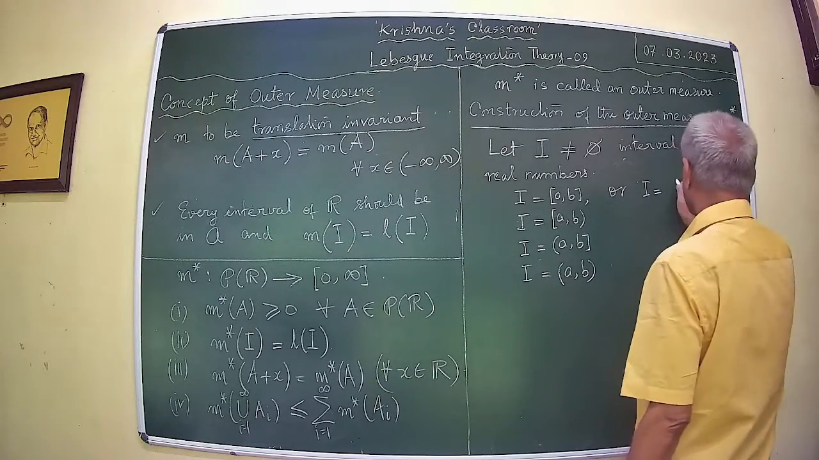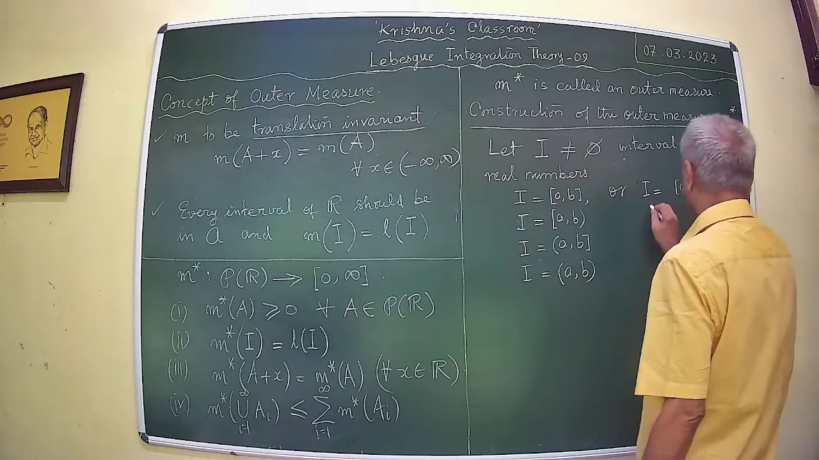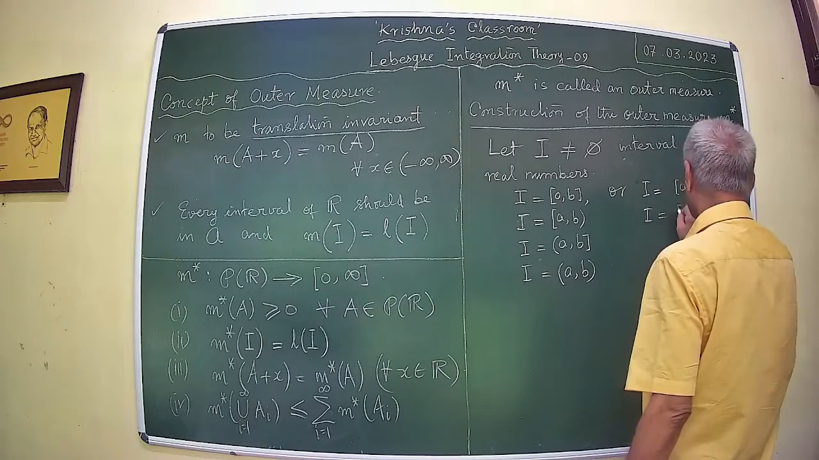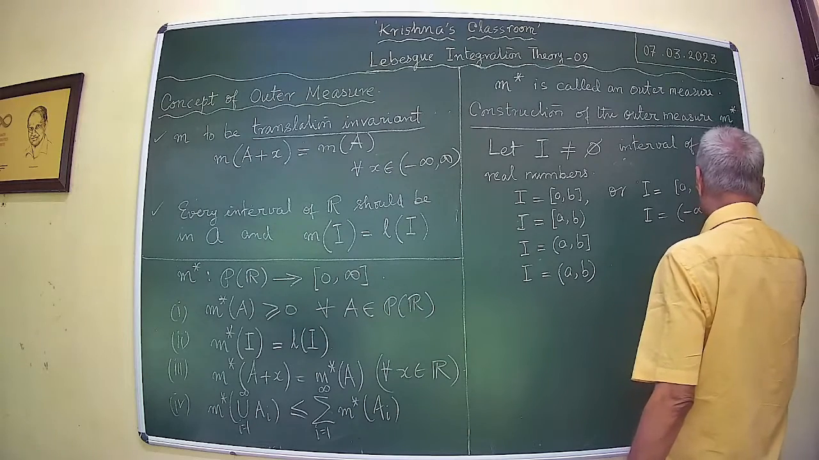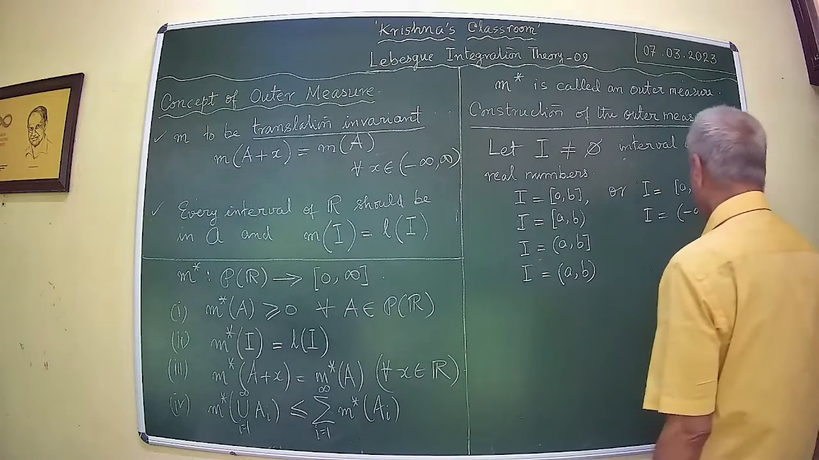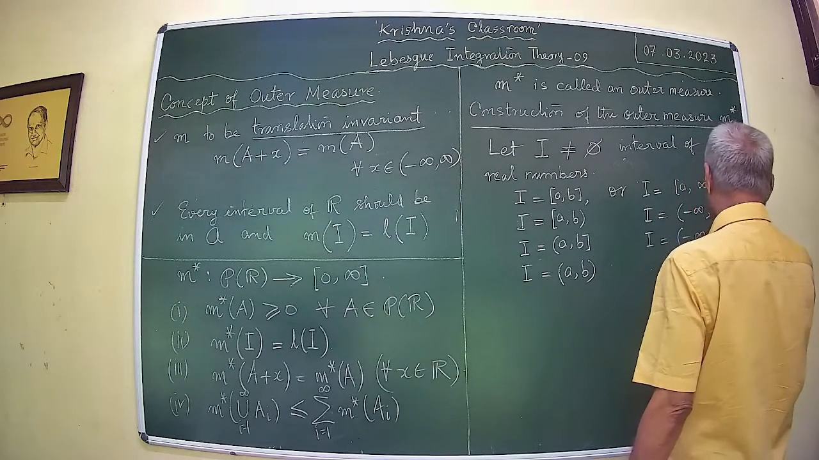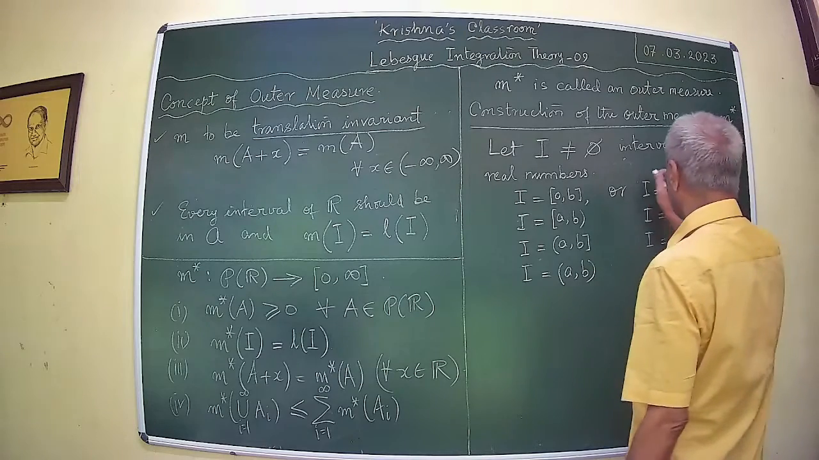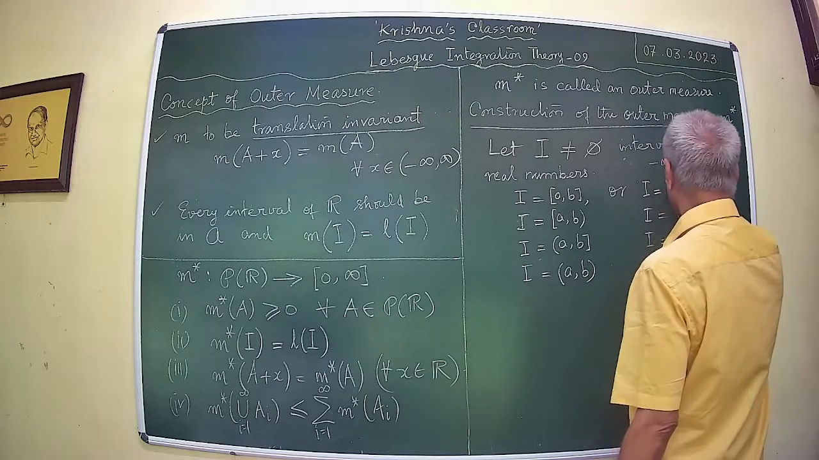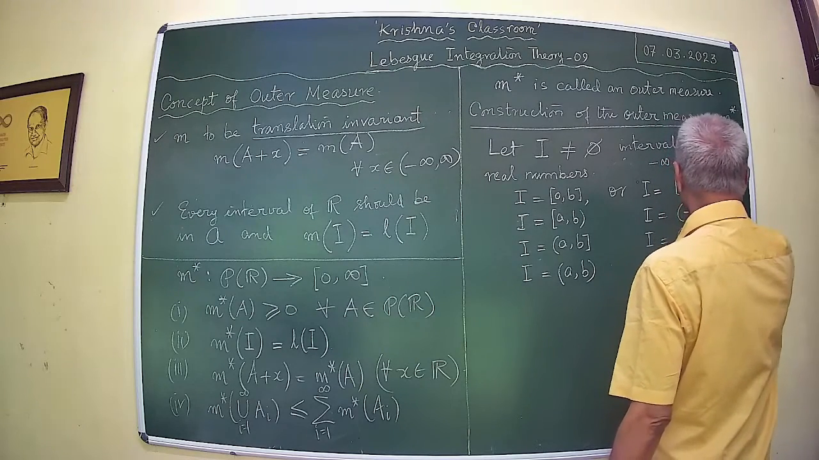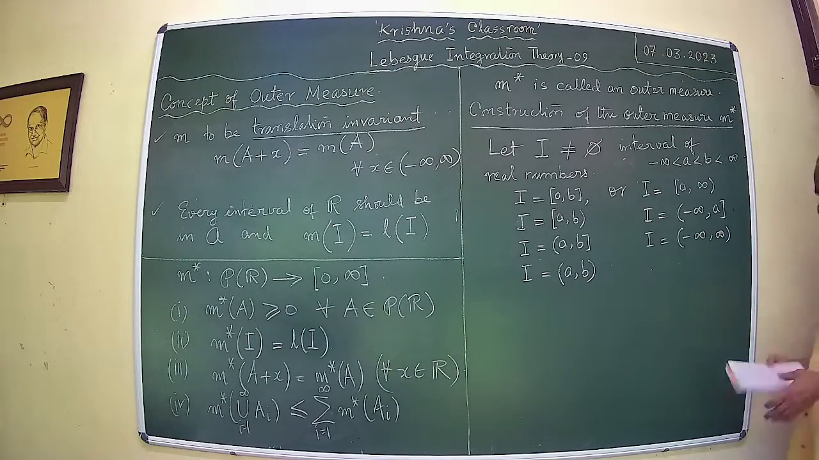Or the unbounded intervals: (a, infinity), or I equal to (minus infinity, a), or I equal to the whole line. These are all unbounded intervals. These are all bounded intervals. We take minus infinity less than a less than b. Okay.